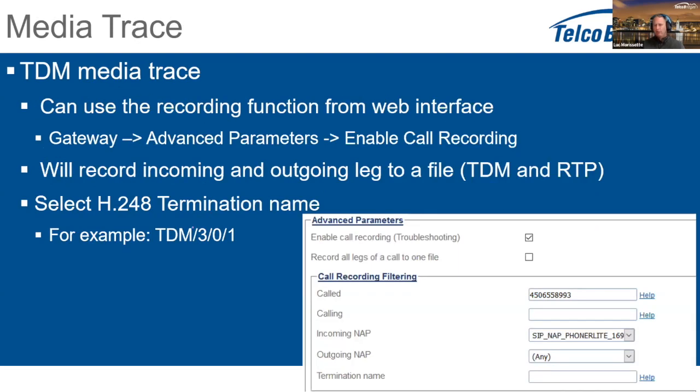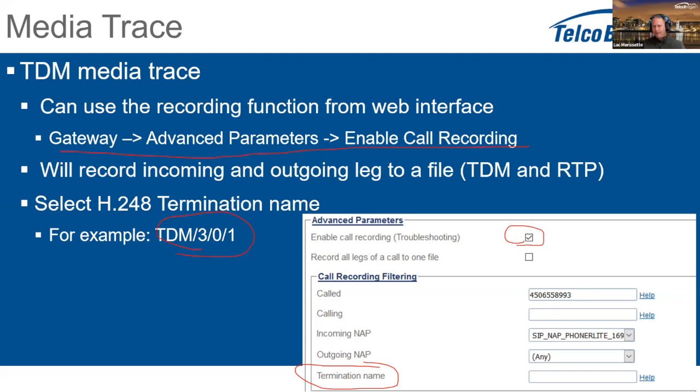Now, for an MGC, a media gateway controller, it's pretty difficult because you need to input the right name of the particular termination you want to capture in the termination name section. So you need to know already what you want to capture before you can do this. If you know it, then from the web portal you can enable call recording. You go in the gateway section, advanced parameters, enable call recording.